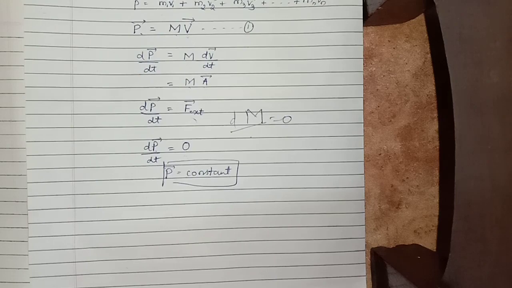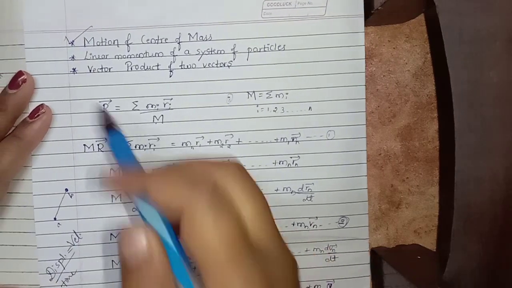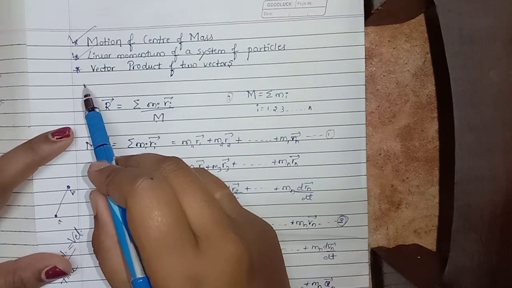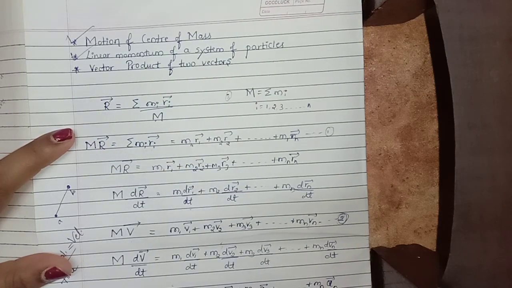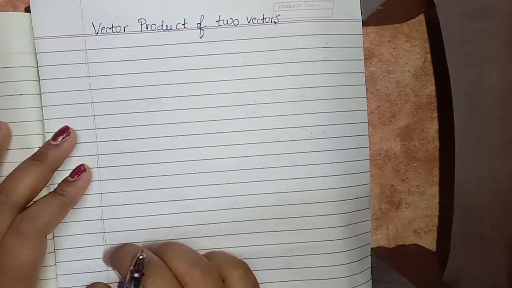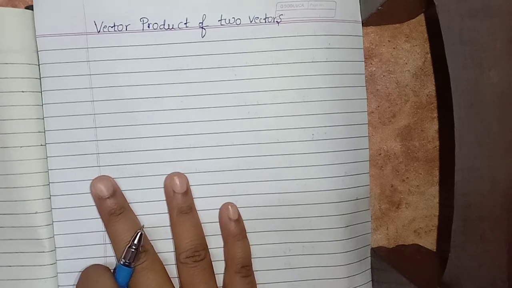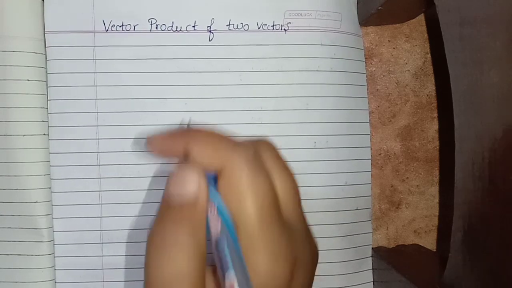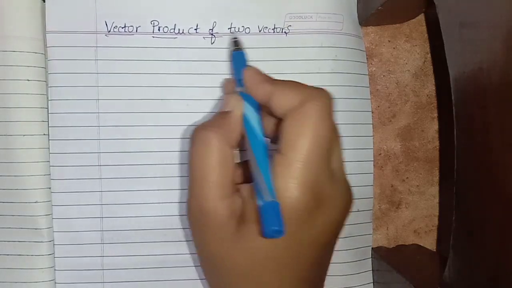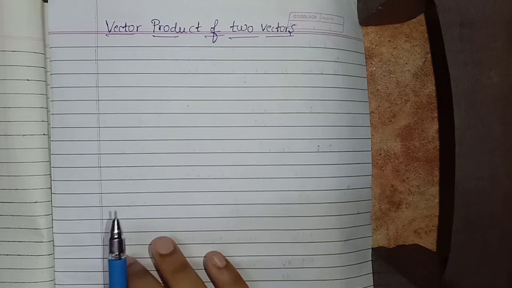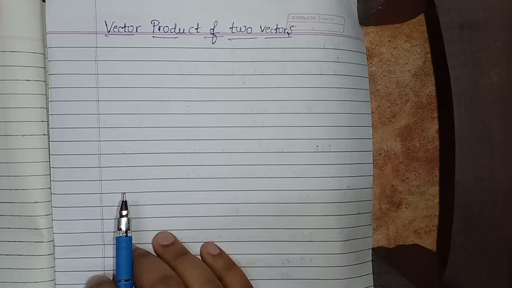So as I promised, today we are discussing 3 concepts, right? Among them, the first one is completed, the second is completed. So the next thing is the vector product of 2 vectors. Okay, is it clearly visible? Yes. Okay, so the vector product of 2 vectors.